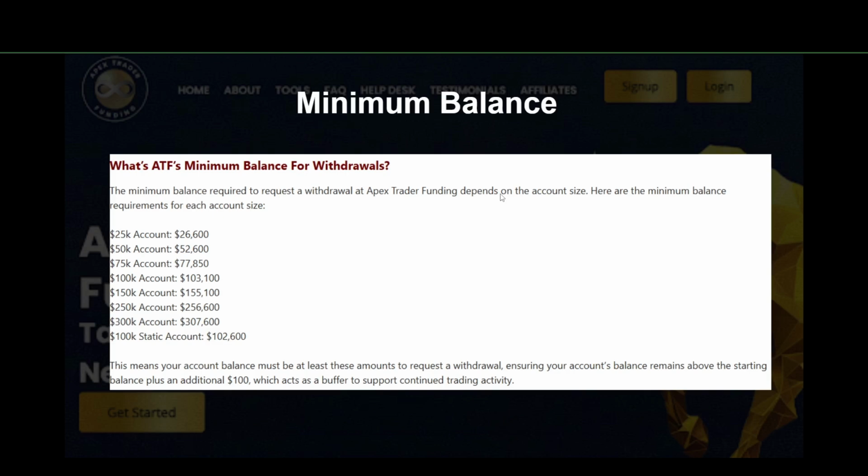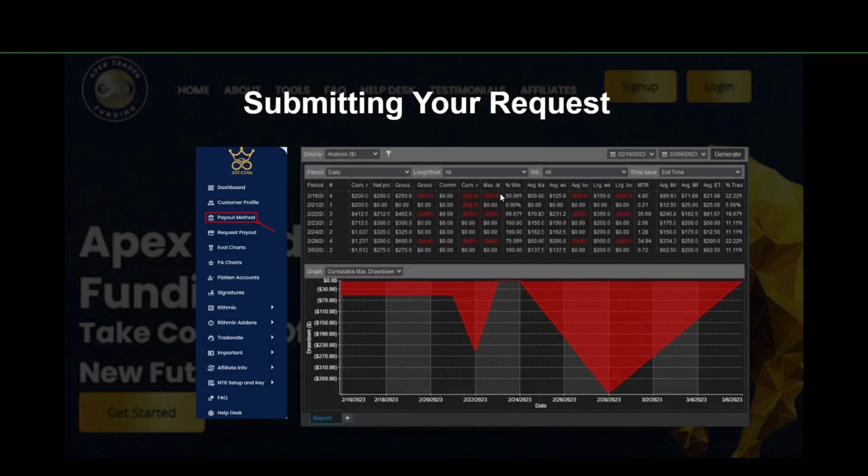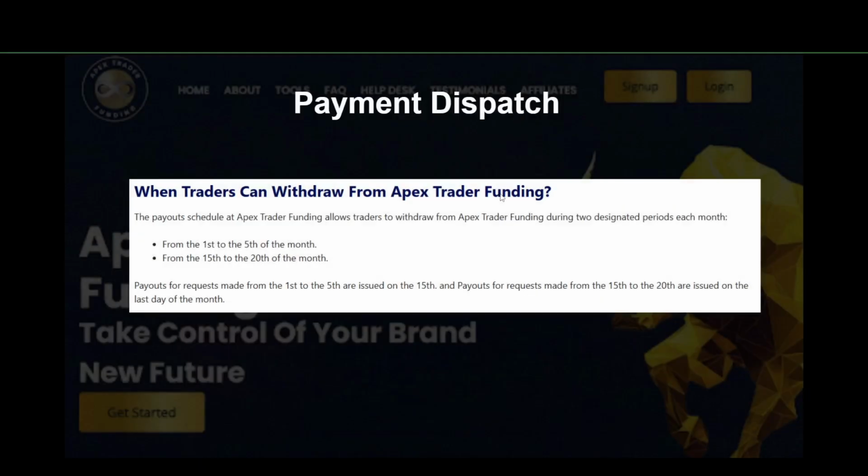Once submitted, your request will be reviewed. You will receive an approval notification during the specified period. Payments are dispatched on set dates, either the 15th or the last day of the month. After dispatch, expect funds to reach your bank account within 3 to 7 business days.